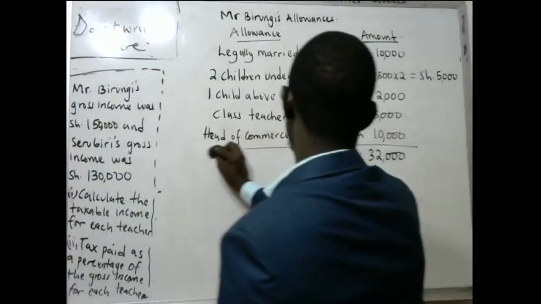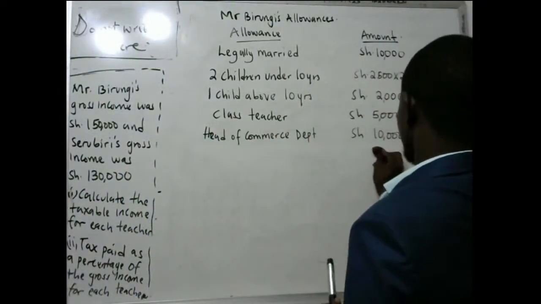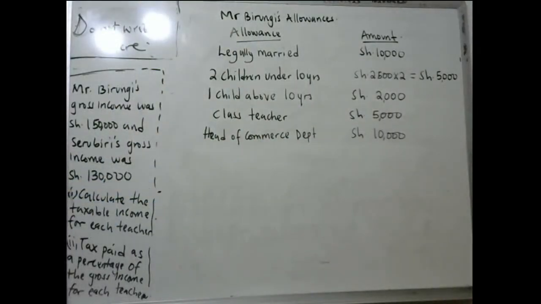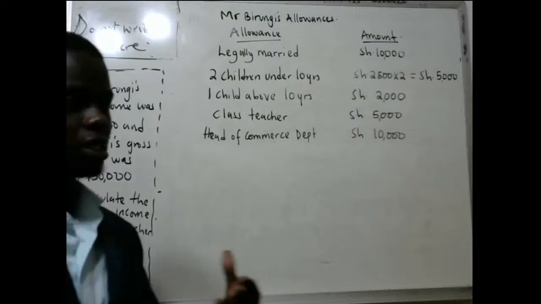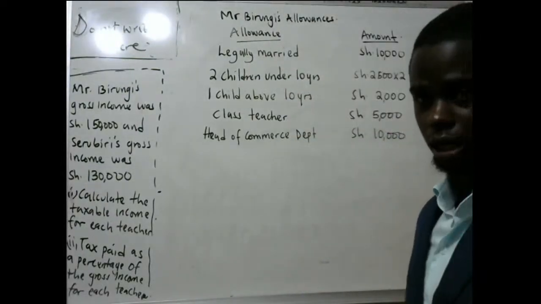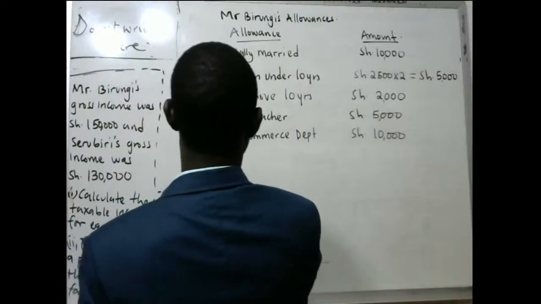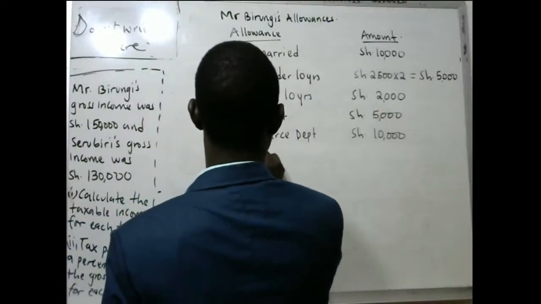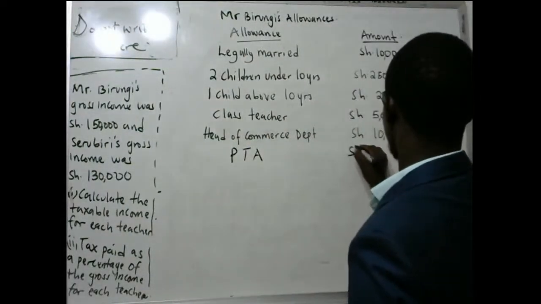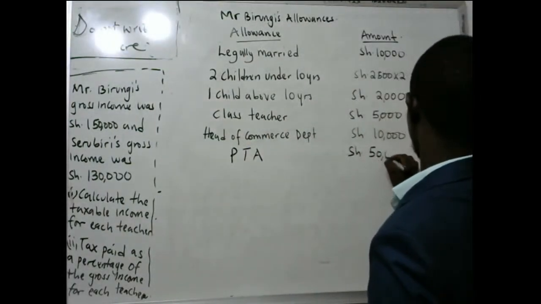There is something that we are leaving out very importantly. Remember, Mr. Birungi is supposed also to have the PTA because he's a teacher, not so? Each teacher is entitled to PTA. That association for parents and teachers, okay? If you're a teacher in that school, you're supposed to get some PTA. So, we say PTA. How much do they give for this PTA? They give shillings 50,000.